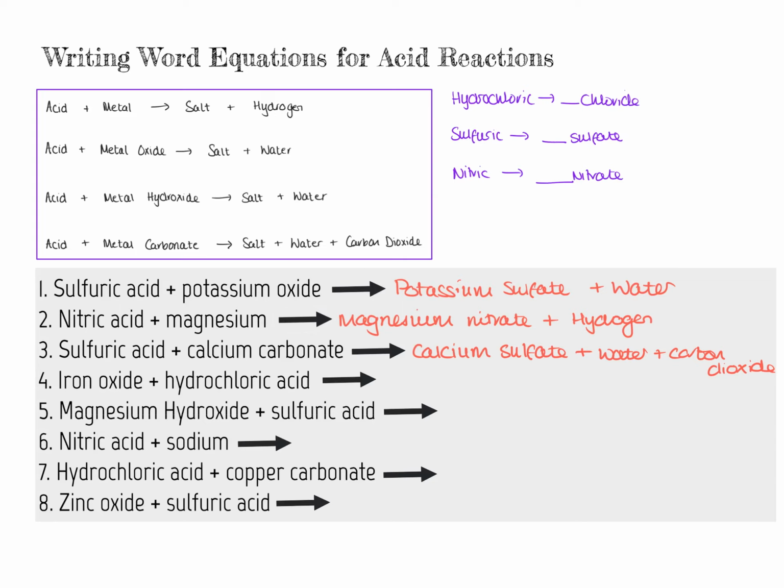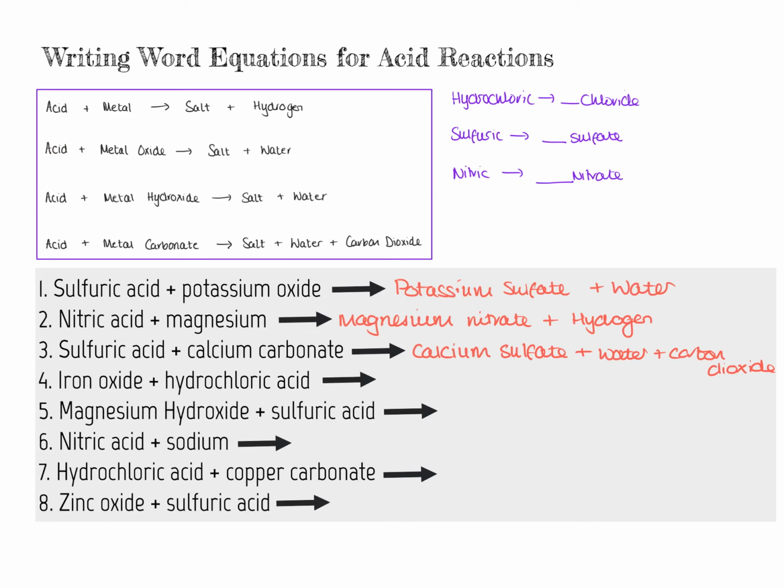Number 4, iron oxide plus hydrochloric acid. Now this one, I have switched the reactants around. So all of these started with the acid, and then the metal or metal compound came next. I've switched these around just to show you that you can have them written in any order. But it's a metal oxide, so we're going to go with the second of our general equations, and we're going to make salt and water.